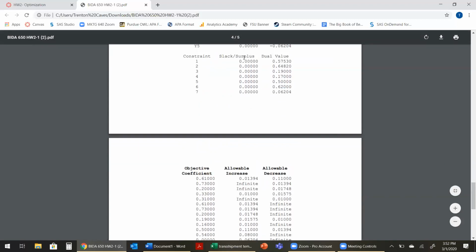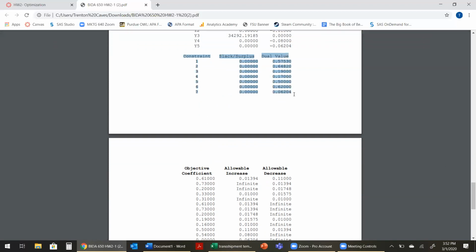So who can tell me what this next section, constraint, slack surplus, dual value, what does this section correspond to? What information are we seeing in this section? Shadow price. That's right.